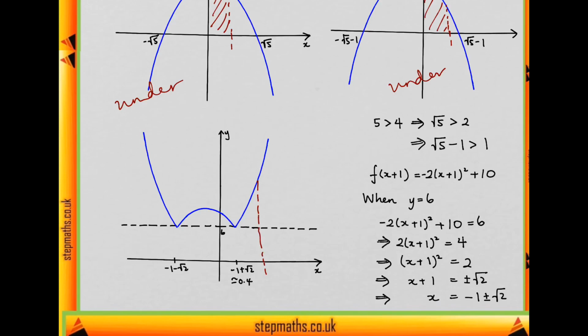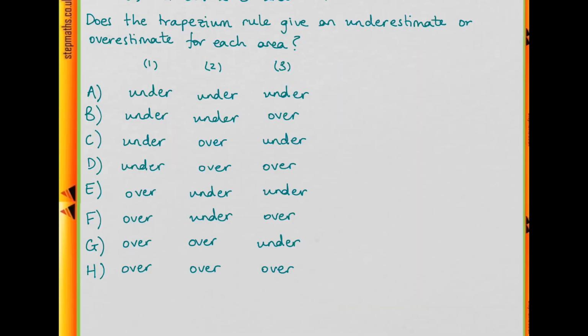Okay, and if we just had one trapezium, then obviously we'd be overestimating. All of this would be overestimate. But even if we didn't, we still have more bits where we're overestimating than where we're underestimating. So overall, we've got an overestimate. So the answers we're looking for are underestimate, underestimate, and overestimate for 1, 2, and 3 respectively, and that gives us answer B.